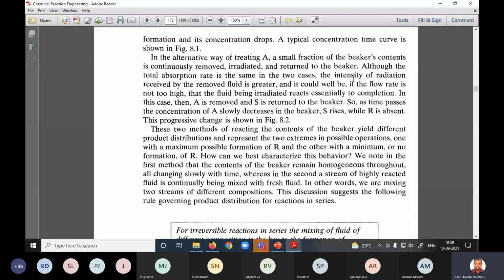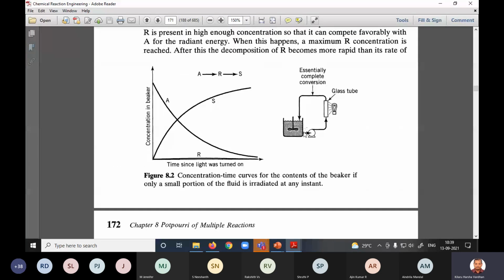Again here, the light received by the fluid is greater, and if the flow rate is not very high, the fluid being irradiated reacts essentially to completion. Again, it depends on the flow rate with which you are pumping here. If the flow rate is very high, the time spent by this molecule inside will be very less. So if the flow rate is normal, then more time it will spend and more light it will absorb, right?